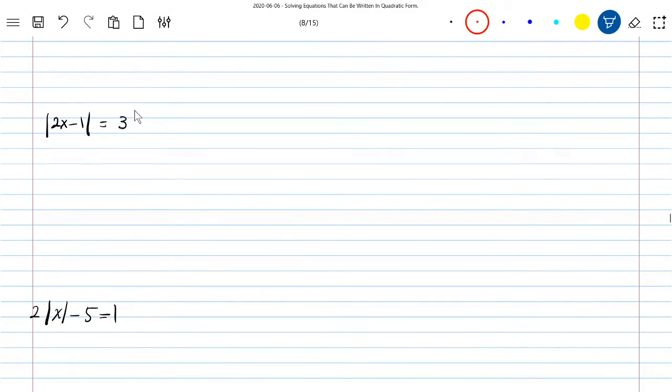what can you think? Think about this inside to be one number. What number could it be? It could be 3 or it could be negative 3. This whole thing, 2x minus 1. So I can say 2x minus 1 could be either 3 or 2x minus 1 could be equal to negative 3. You always set up these two statements and you solve each one. 2x minus 1 equals 3. What is x? 2x equals 4. x equals 2. Or if you solve the other one, you'll get 2x equals negative 2. Therefore, x equals negative 1.